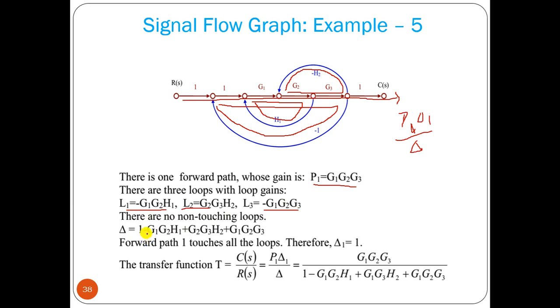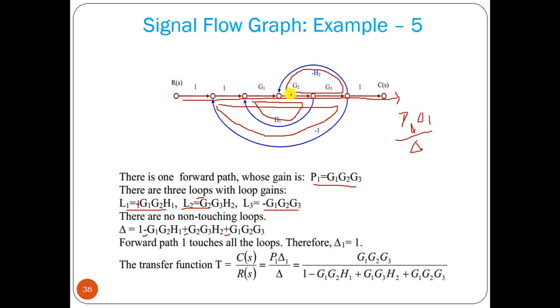G1 G2 H1. It doesn't have any minus sign here, so it should be plus. That's why here it is minus, here it is plus. So it should be minus G2 G3 H2. Here it is minus sign, so it will be plus here, and it is minus, so it is plus.